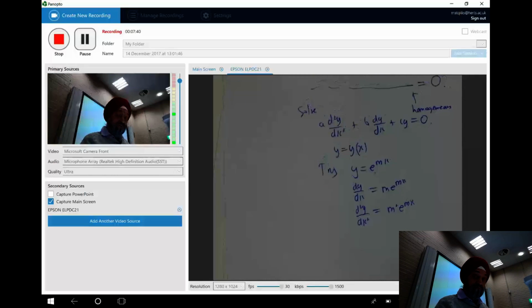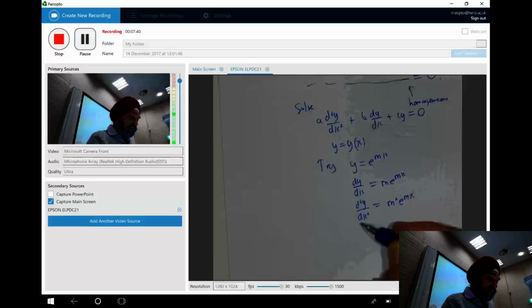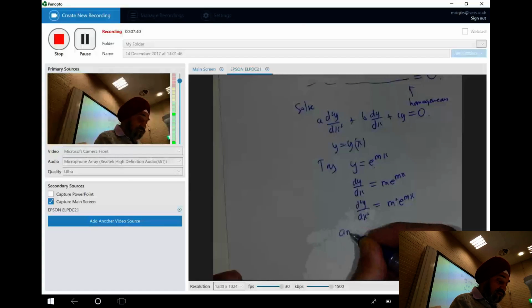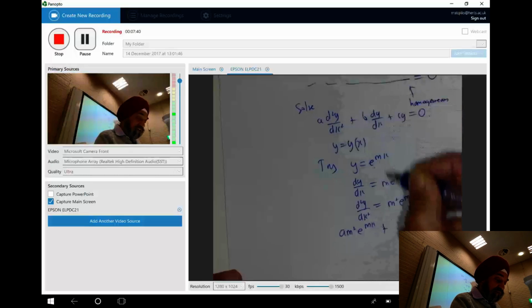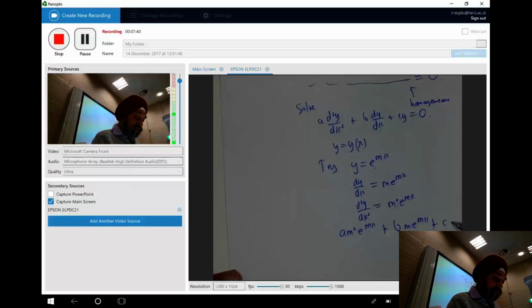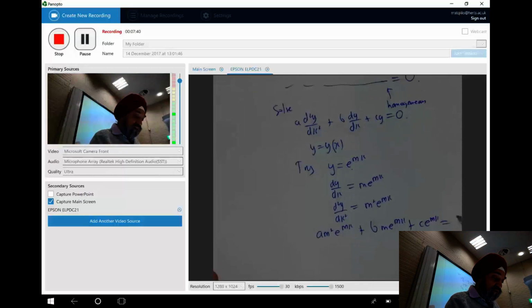What do we do with this then? Yeah, put it into there. So a d2y/dx squared, so we get a m squared e to the mx, plus b dy/dx, which is m e to the mx, plus c y, and the function we tried was e to the mx. Now all that's got to equal 0.